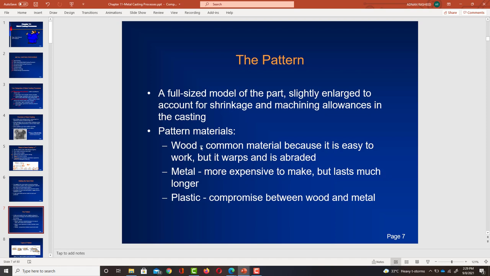So why wood? Because it is easy to work with and easy to shape as compared to metal. Metal patterns can also be produced, but they are expensive to make and last much longer. The disadvantage is that they are very expensive to make, but the advantage is that they last for a longer time. While plastic patterns can be produced, they are cheaper, and they are a compromise between wood and metal in terms of strength.